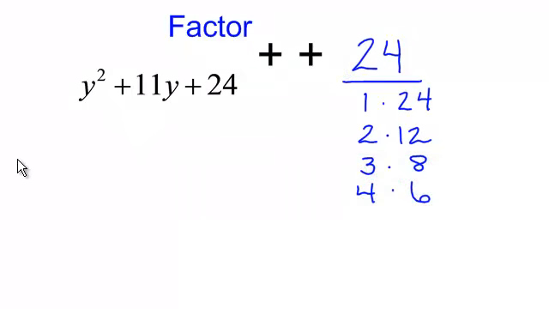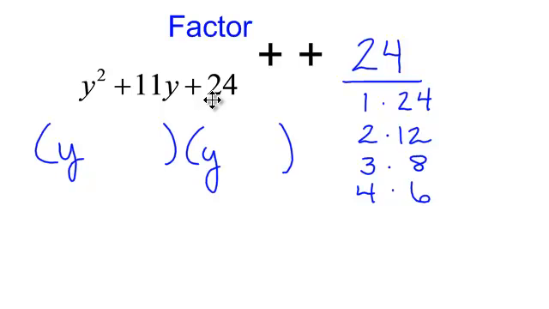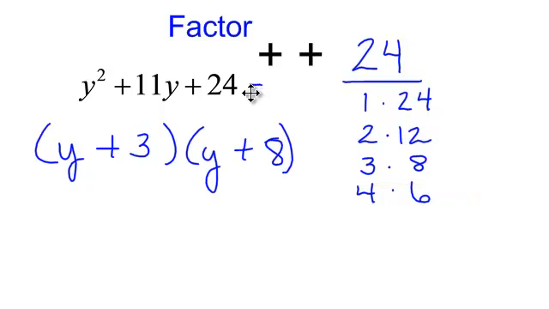So I'm drawing my two parentheses. I know to get y squared, it will be y times y. To get a positive 24, I think we have decided that 3 plus 8 is 11. And we're going to use a positive times a positive. Positive 3, a positive 8. And if you do FOIL, you will get right back to where you started.